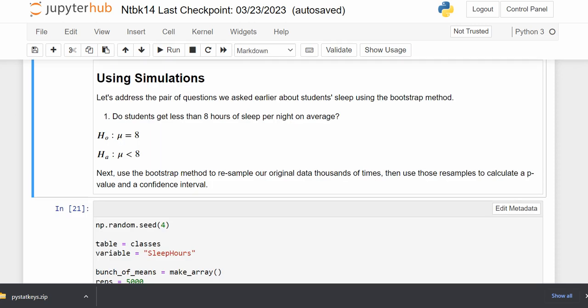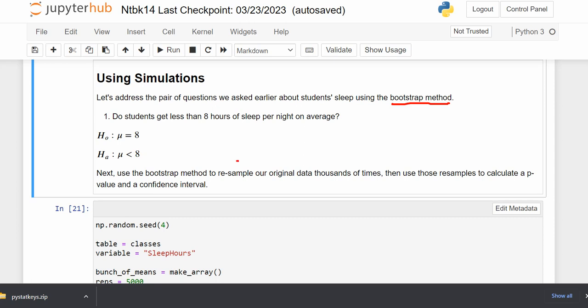So I've just gone down a couple of code blocks to where it says using simulations. All right. And what we're going to do is use the bootstrap method to simulate the number of hours of sleep per night that students get on average.